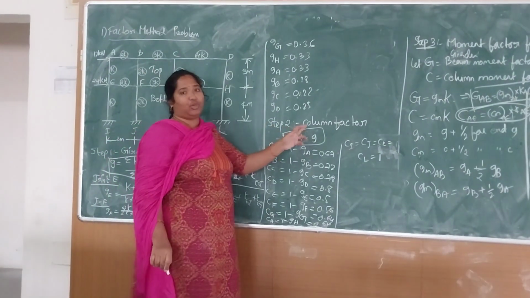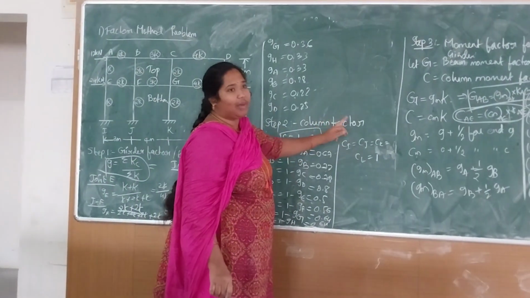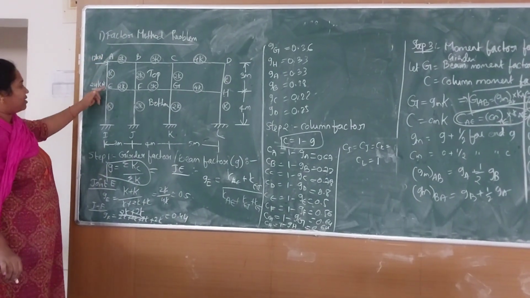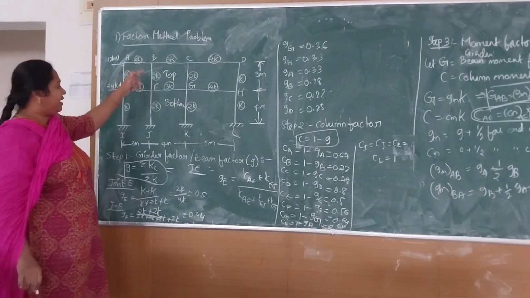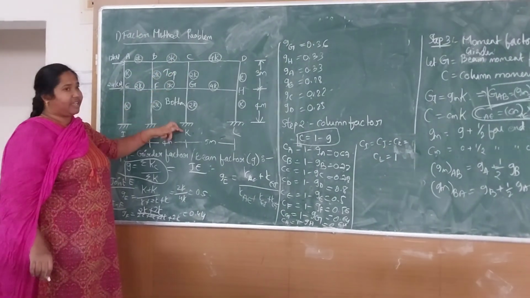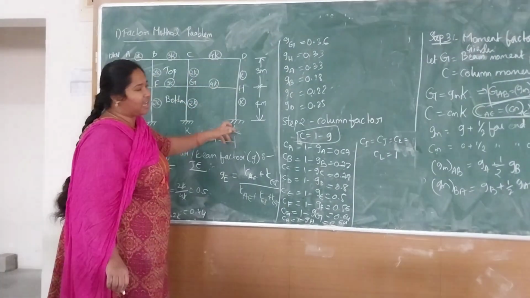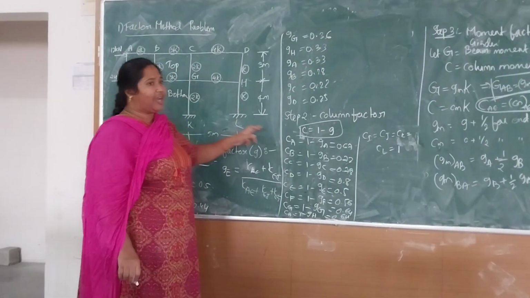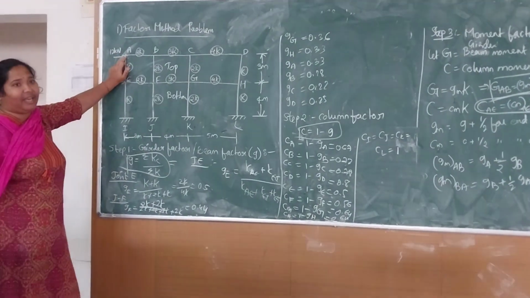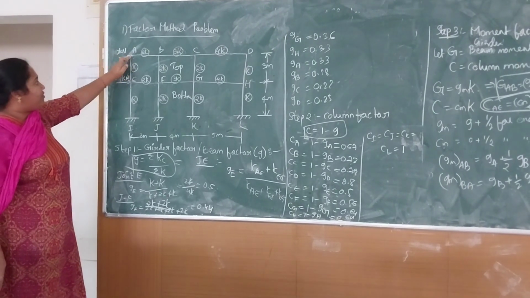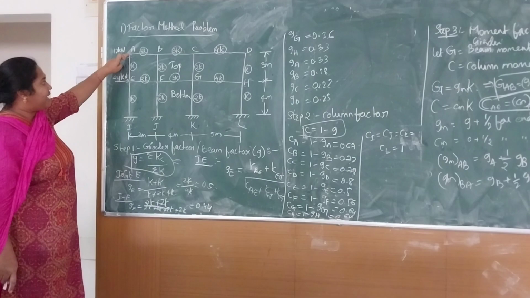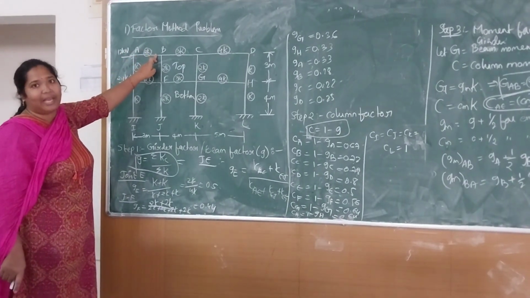In step number 2, you need to calculate the column factor. Column factor means how many columns are there? Joints A, B, C, D, and the columns AE, BF, CG, DH. So these are the column factors. Now at joint A, see here, how many columns do we have? The first column is only AE, but how many members are connected? The AE member as well as the AB member.